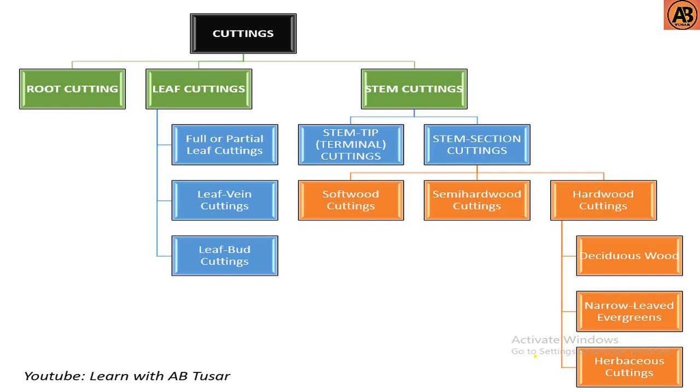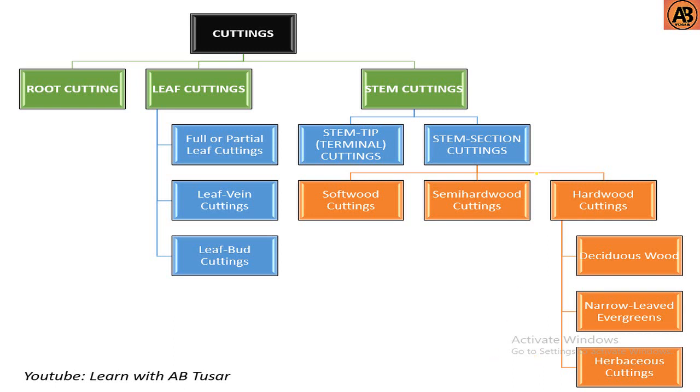In this video we are going to learn about cuttings. Cutting is an asexual propagation. A cutting is a detached vegetative material from a plant used to produce a new plant. Cuttings are pieces of vegetative material obtained from any of three primary plant organs, such as stem, leaf or root.